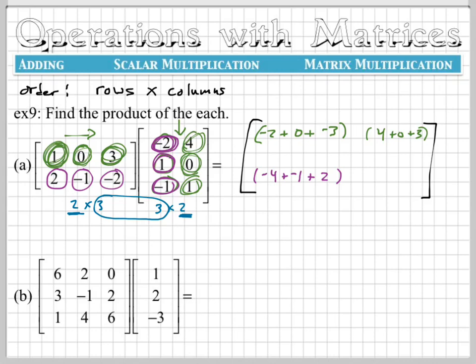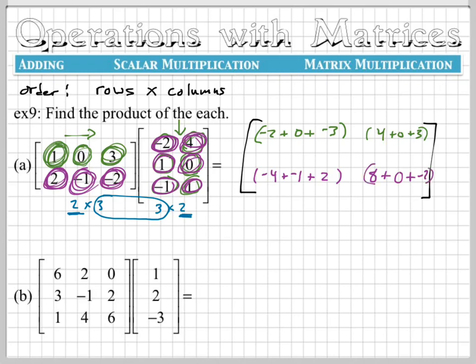Now we go to our next one. Our next row, 2 times 4. So now we're using the same column again. 2 times 4 is 8. Then we're going to add -1 times 0, which will give us 0. And then we have -2 times 1. That'll give us -2.